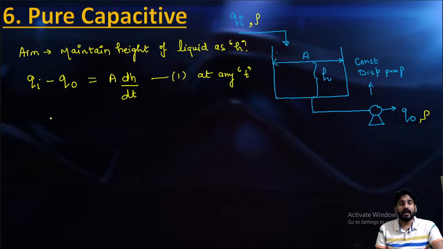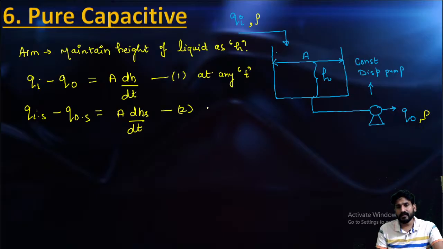Okay, done. Now if I write this equation at the steady state, can you guys tell me what I should write? Please think about it. I hope that you have now some idea in your mind. Just compare that idea: inlet flow rate at the steady state minus the outlet flow rate at the steady state is equal to A d, height at the steady state, divided by dt. This is my equation number 2 and this is at the steady state.